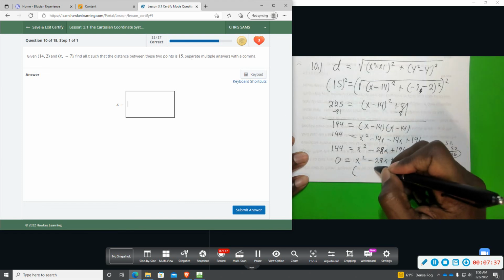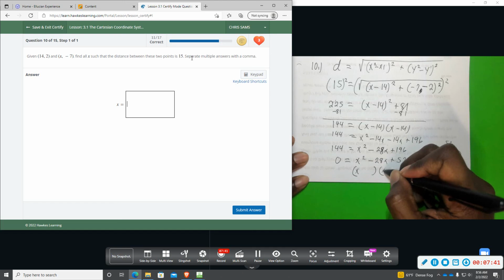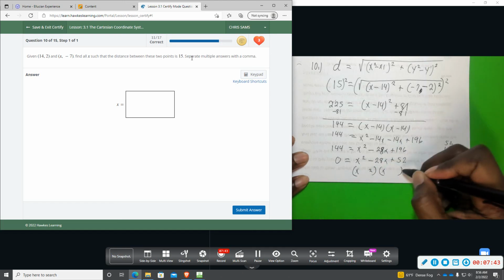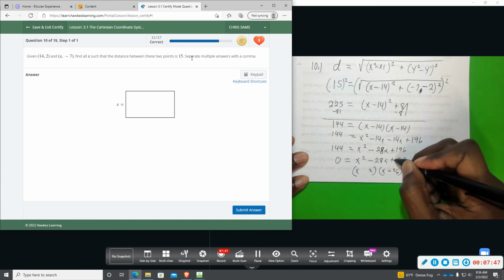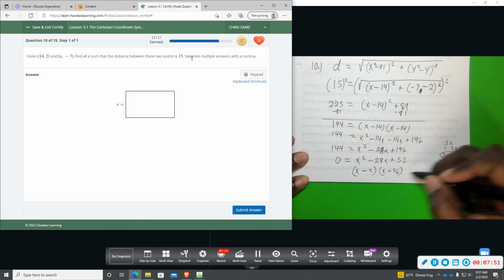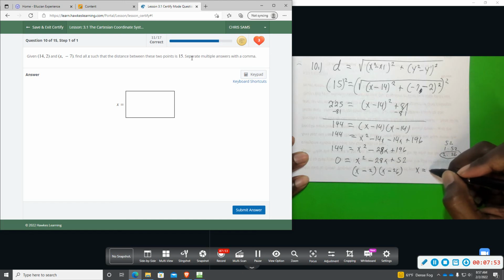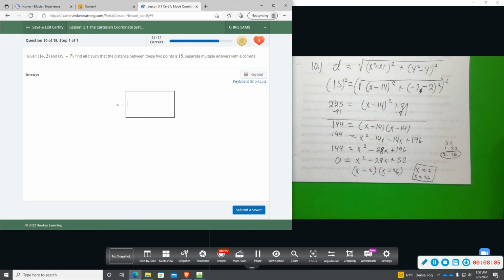So in parentheses, we have our x that we're going to split up, 2 and 26. First sign, bigger number. Second sign tells me they're the same. Okay, so when I set these equal to 0, we will get x equals 2 and x equals 26. So these two numbers, 2 and 26, should work out to give us a distance of 15 if we would plug those there.